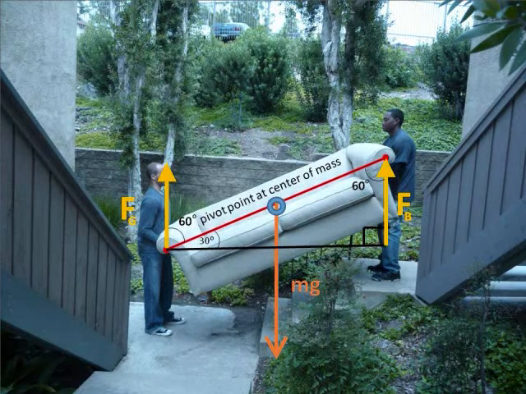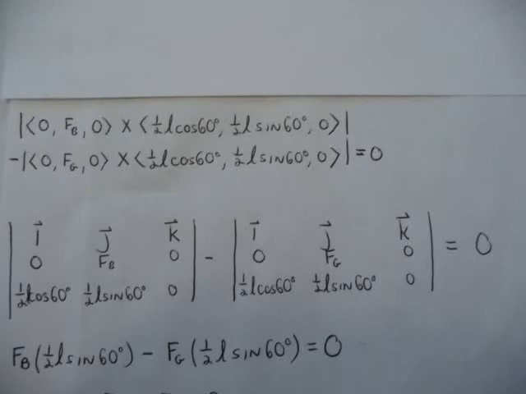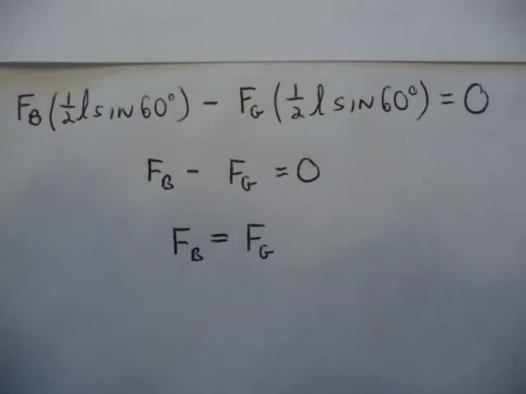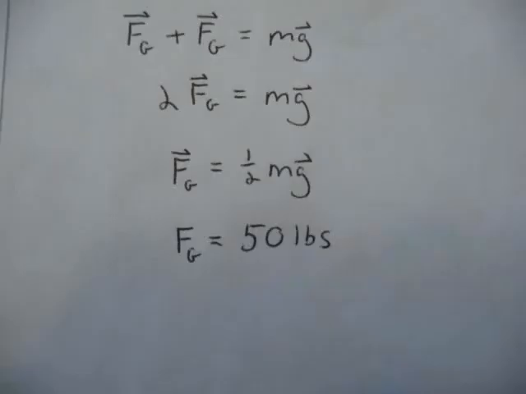Let's let the length of the couch equal L, which is equal to 6.5 feet. So let's set up our equation. After crossing the vectors, the result is the force of Boris times 1/2 the length times the sine of 60 degrees minus the force of Greg times 1/2 the length times the sine of 60 degrees is equal to 0. Using substitution and algebra, we solve for the force of Greg. The force of Greg equaled 50 pounds. Therefore, the force of Boris is equal to 50 pounds.